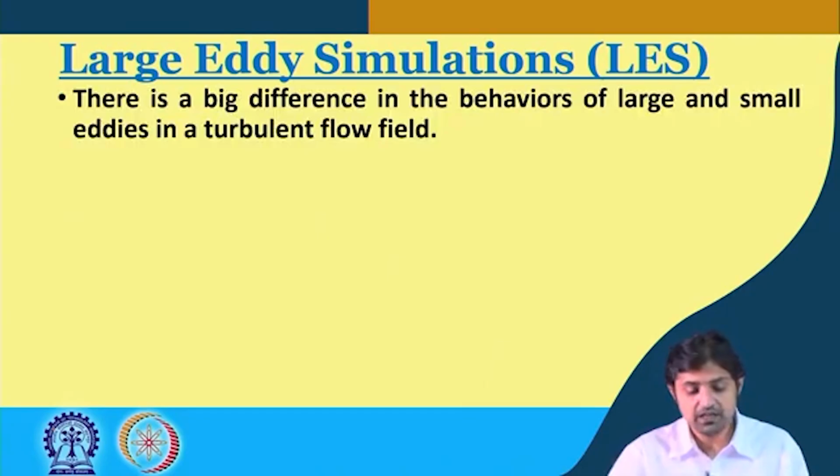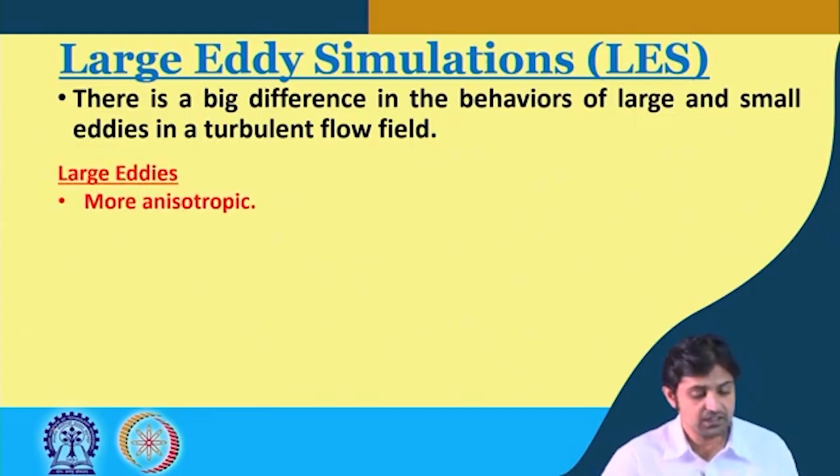So there is a big difference in the behaviors of large and small eddies in a turbulent flow field. We were talking in DNS about the length scales, right? We said that there will be vortices or eddies that are as big as the length of the flow. There will be eddies at the time of dissipation of heat that are very small, let's say of the order of 10 to the power minus 5 or minus 6, which also means that there is actually a big difference in the behavior of these eddies, right? Large eddies will have a different behavior and small eddies will have a different behavior.